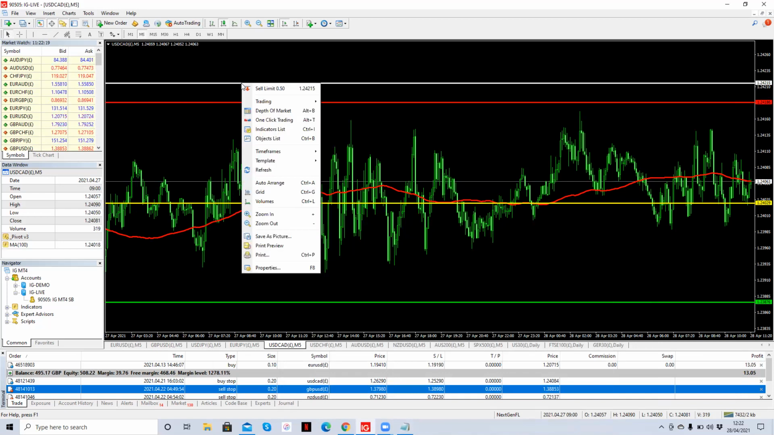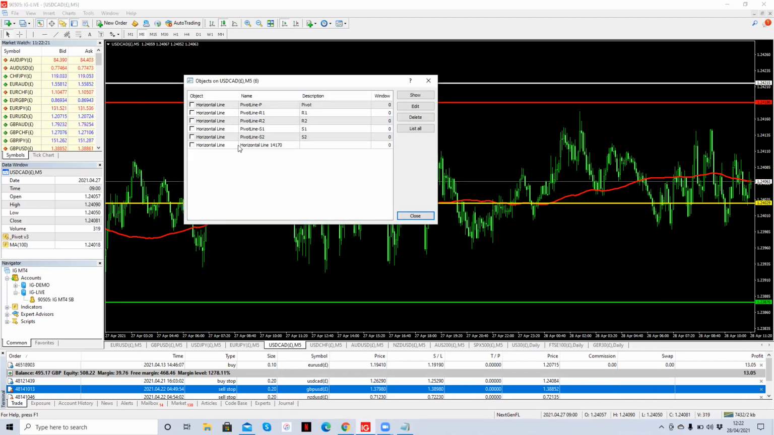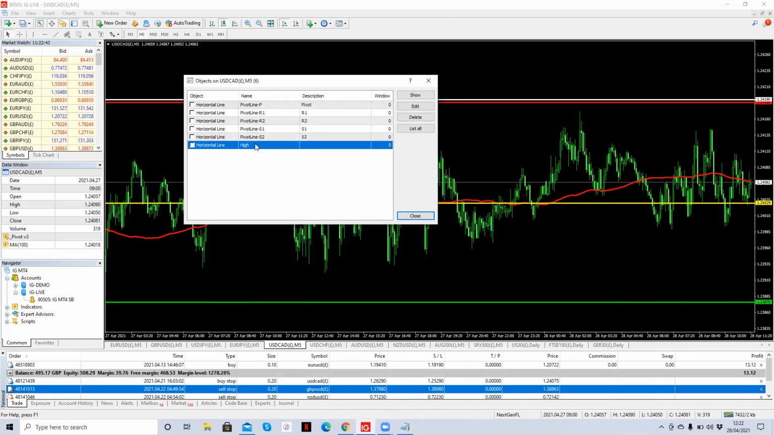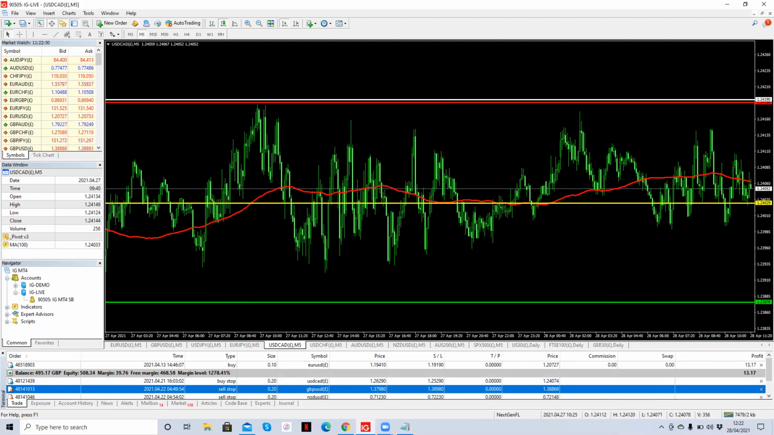You can click it anywhere, right click, object list. So you want to edit the horizontal line you've drawn. You look at the name, so it's the horizontal line. And then the high there is 1.2419. I only want to see it in my 5-minute time frame. And again, I want to change the name to high, because if you don't, it will just be written horizontal line, and when you draw another horizontal line, you will not know which is which. So it's important to change it. So you see, I've got the high point, then we'll come to the low point.